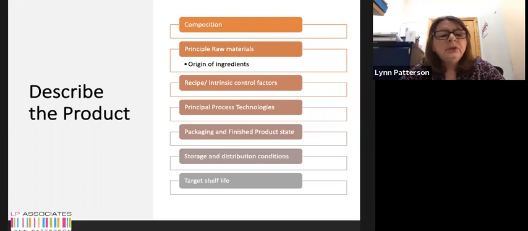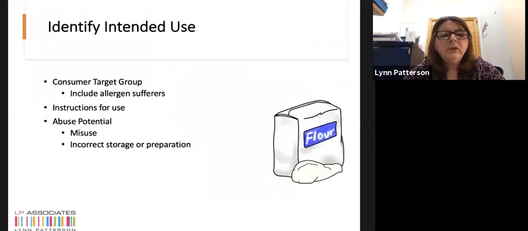How should my product be stored? Is it chilled? Is it ambient? Is it frozen? And what is its target shelf life? So gathering this background information is extremely important before we do our hazard analysis. We need to identify our intended use of our product.